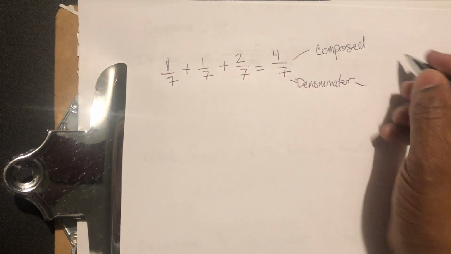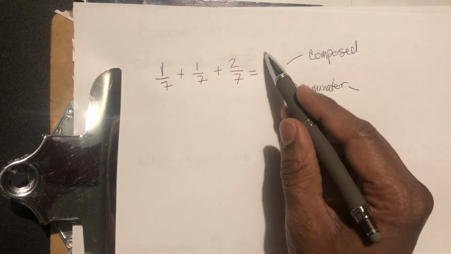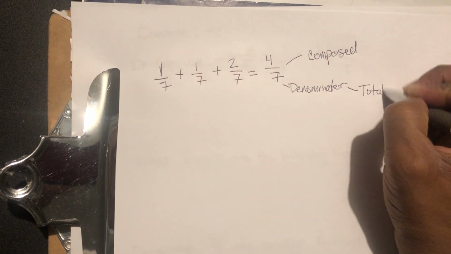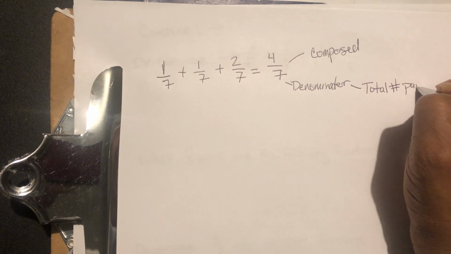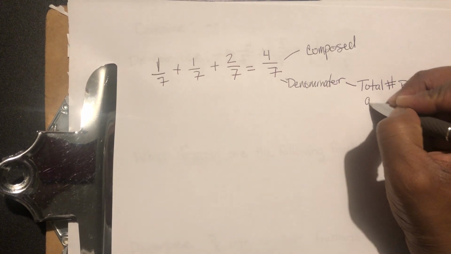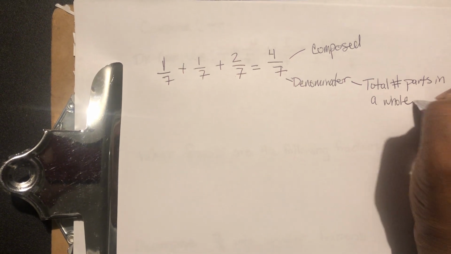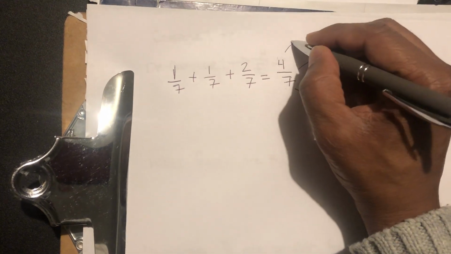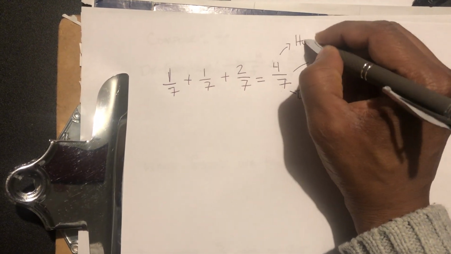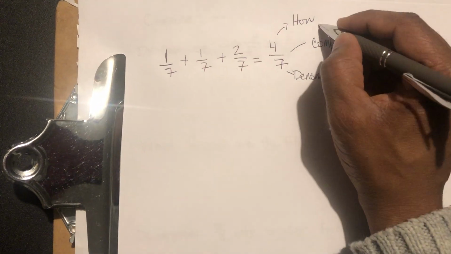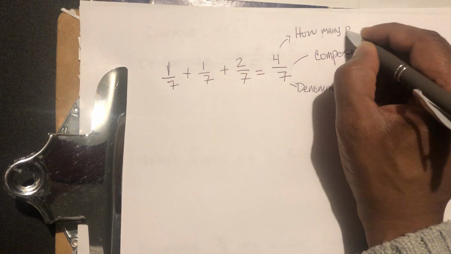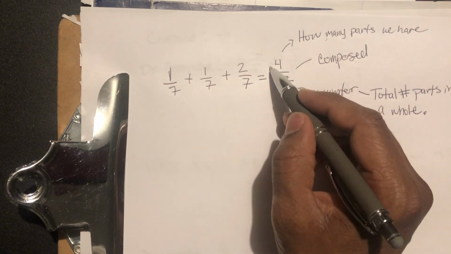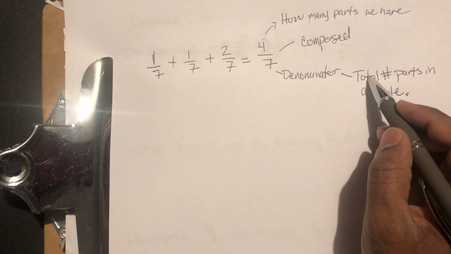Now, the reason why I'm going to talk about this really quickly is because you have to understand fractions are all instructions. The denominator tells me the total number of parts in a whole. I usually use a little different language on this, but I just try to keep it brief here. The numerator actually explains to us how many parts we have. You see that? So this tells us how many we have. This tells us the total number of parts that are in a whole.